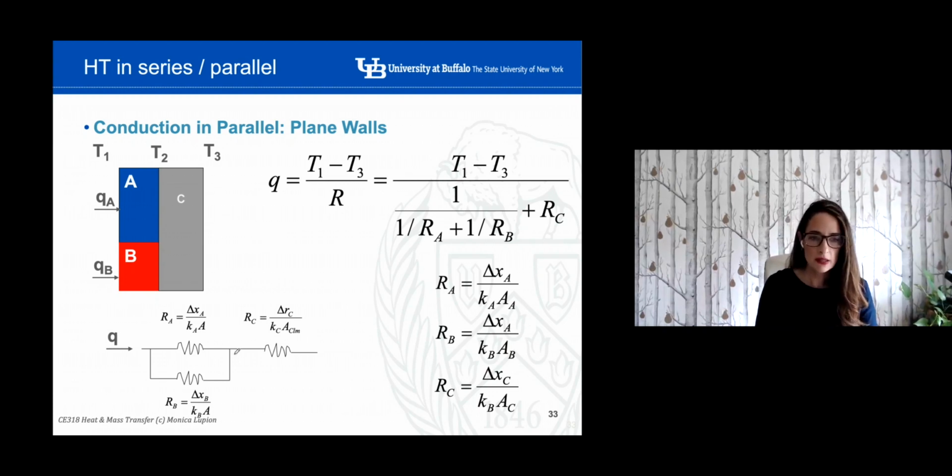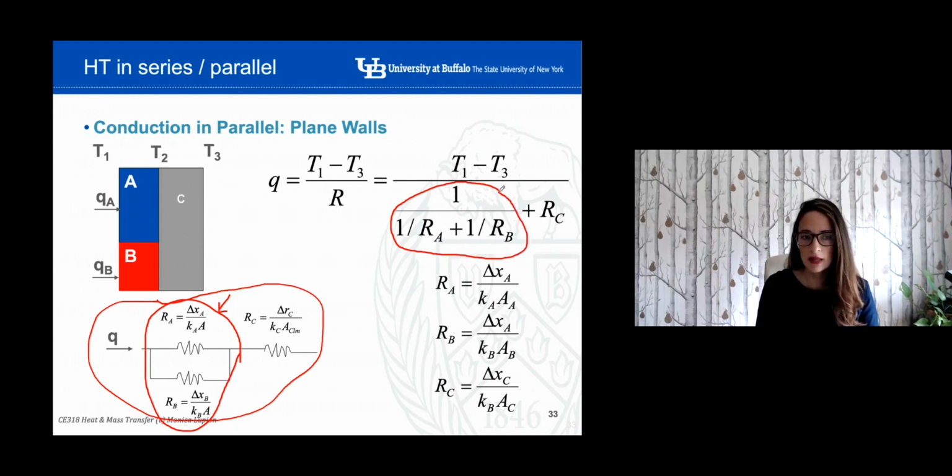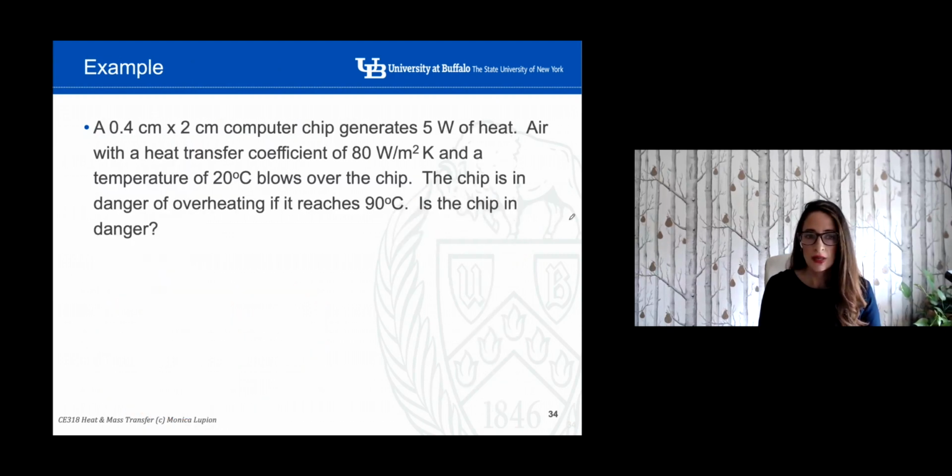And what happens if we have a combination of both? Well, we will have an electrical circuit like this. What we're going to do is solve first this one in parallel, and that will be in series with the third one. So if we solve this, as I mentioned, we're going to first find the equivalent thermal resistance for the first circuit that is in parallel, and then we use the equation for these in series with the third resistance R3.